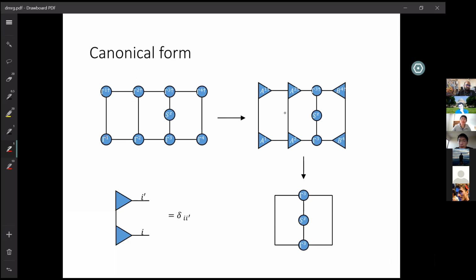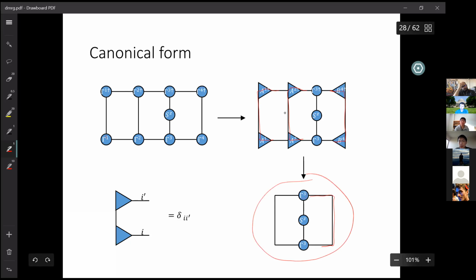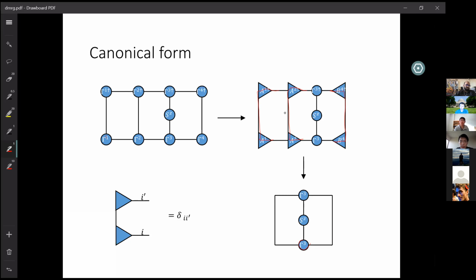Then the contraction will be very simple, because we immediately identify that this structure gives me just a directly connected line here, right? And we can reduce this also to a connected line and make this a connected line. So in the end, we just need to contract between the local tensors and the local operators. Okay, so that's a benefit of a canonical form.